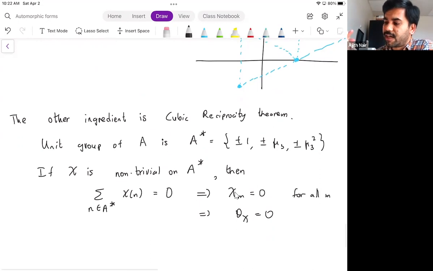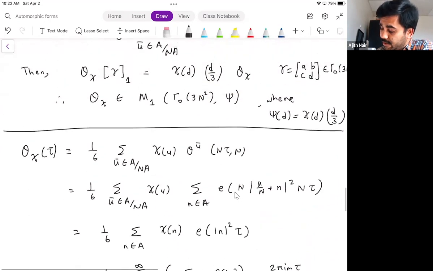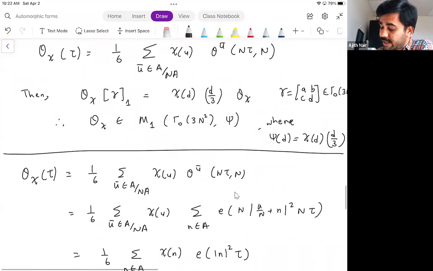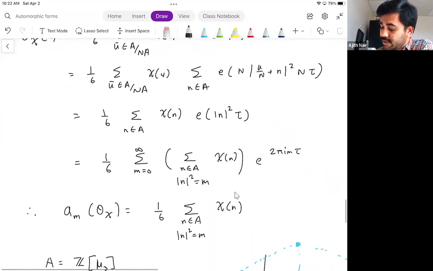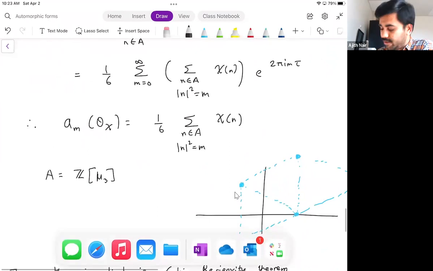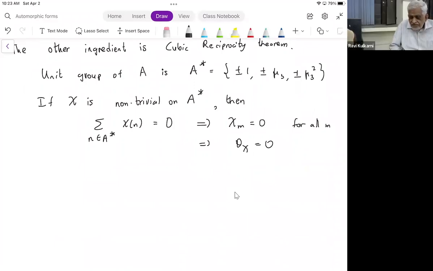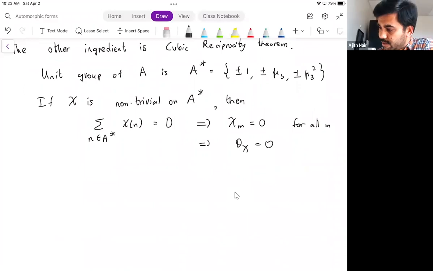So the point is that we showed the theorem is true for any character chi. We are going to now choose a particular character chi for which the modular form theta chi will be the required modular form, whose Fourier coefficients are the correct Fourier coefficients. That appropriate Dirichlet character is given to us by cubic reciprocity.